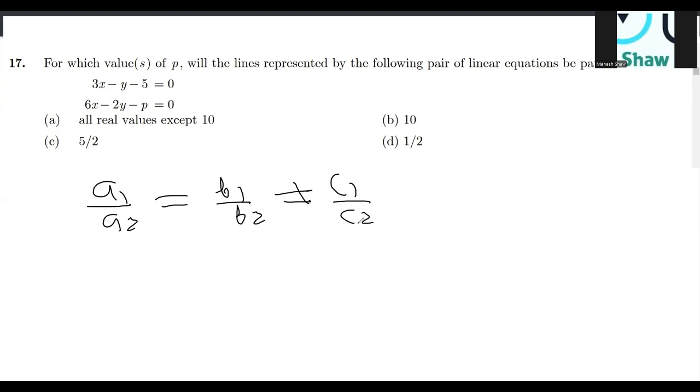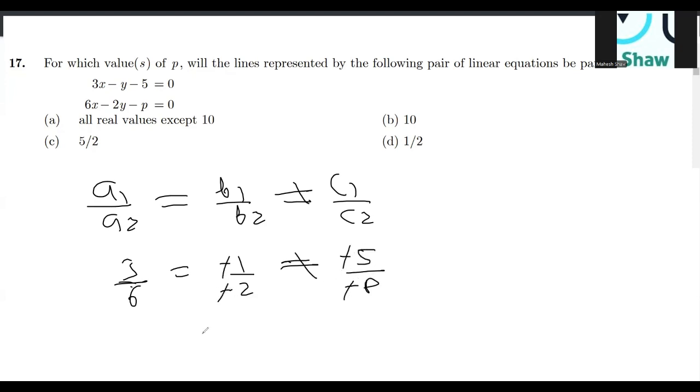And then we have to determine the value of P. All right, so what is A1 upon A2? I can write 3 over 6, and it can be reduced. That is 1 by 2. Let's say 3 by 6. B1 over B2, on eliminating the sign. Let's write the whole thing. And C1 upon C2 is minus 5 over minus P.